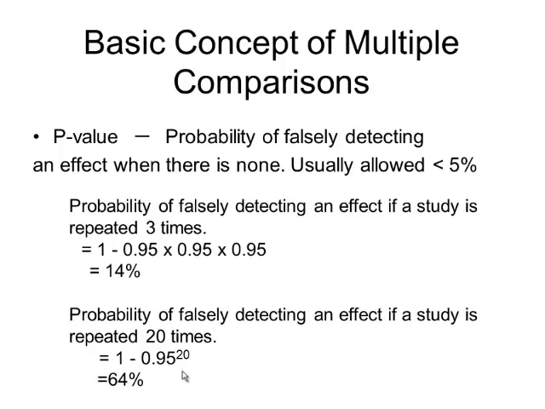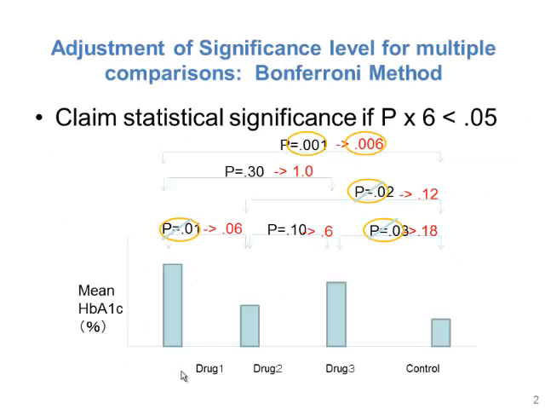So therefore, what can we do to avoid making this mistake? We say, how about raising the bar higher so that it is harder for you to claim statistical significance on each test. To do that, we inflate the p-value. In this case, the Bonferroni method suggests you inflate the p-value, or multiply the p-value, by the total number of comparisons you perform. Okay, so that makes it harder to detect statistical significance.